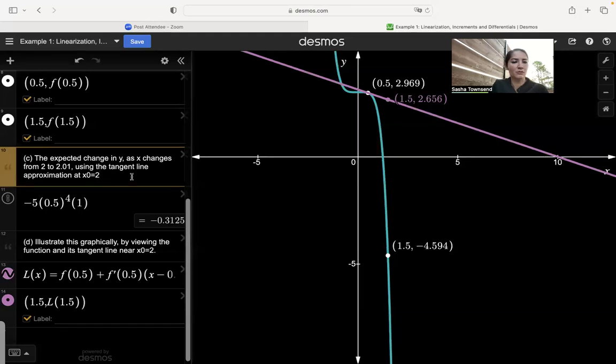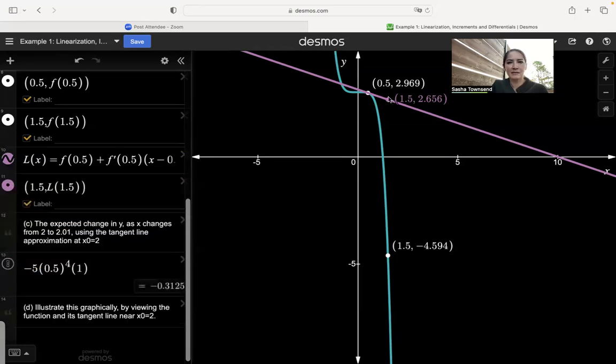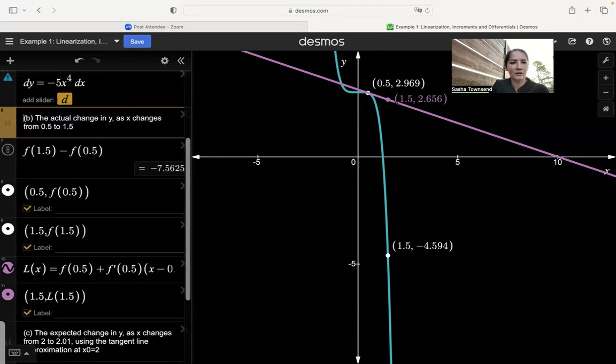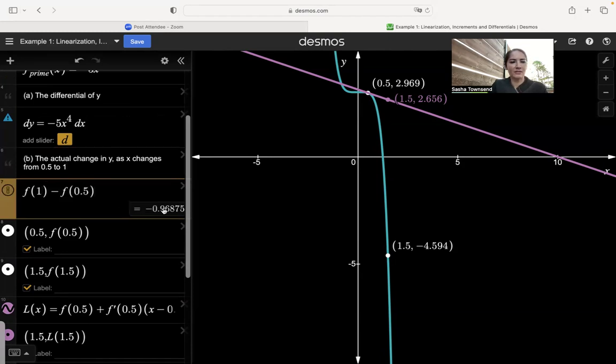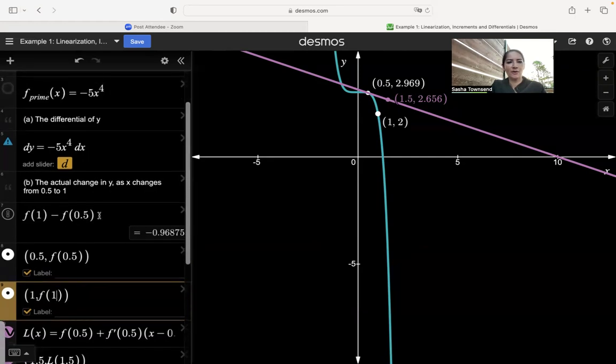You might ask, what can we do to improve the situation? Well, we could always move that second point closer. So instead of having a delta x or dx of 1, we could go from 0.5 to 0.6. Or let's just go from 0.5 to 1. Then we'll evaluate f at 1 and f at 0.5, and our difference is this. The actual change in y is f of 1 minus f of 0.5, so we get negative 0.9685.